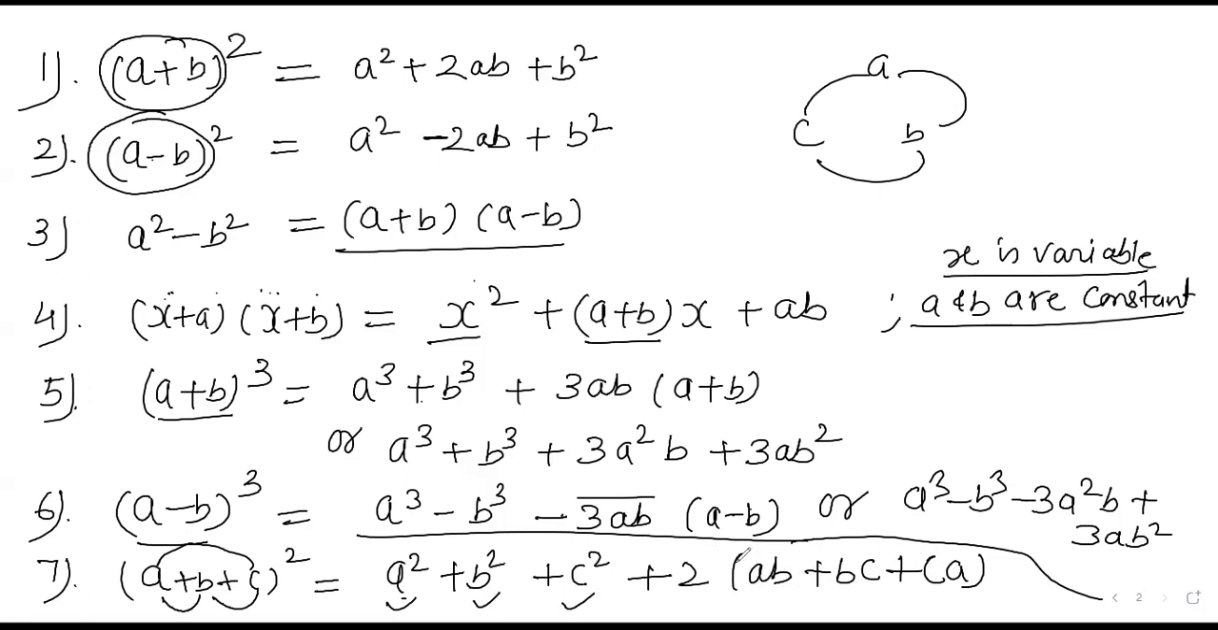Okay, and maybe in other books the format is that 2 is multiplied with all three terms. Then what will happen? If 2 is multiplied inside, it's very easy: a square plus b square plus c square plus 2ab plus 2bc plus 2ca. Right? It means 2 is multiplied with each and every term. Then the other format of this identity will be given here. Okay. Now these are the identities.